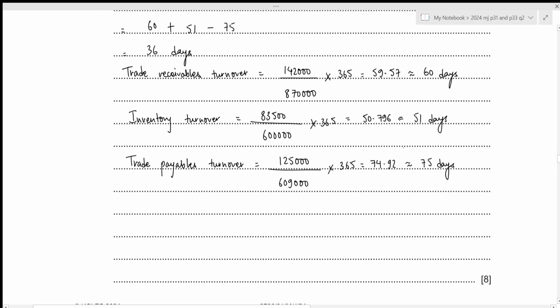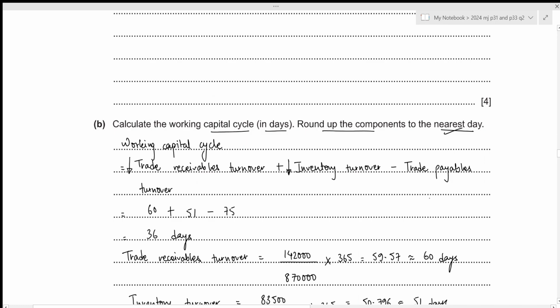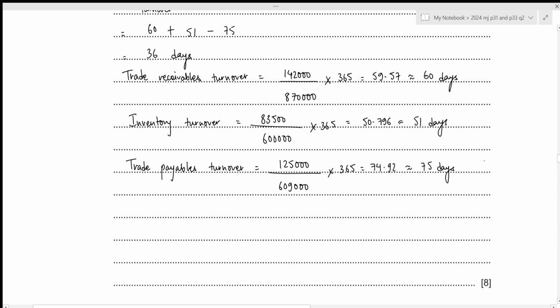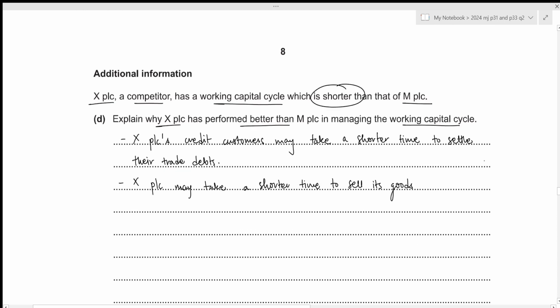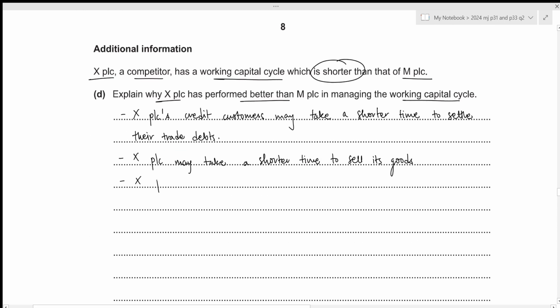Okay, then for the third one, we have trade payables turnover, which we subtract. So in order to get a lower working capital cycle, the trade payables turnover should be higher. So we can just say that XPLC may take a longer time to pay its credit suppliers. Let's write it down. XPLC may take a longer time to pay its credit suppliers.